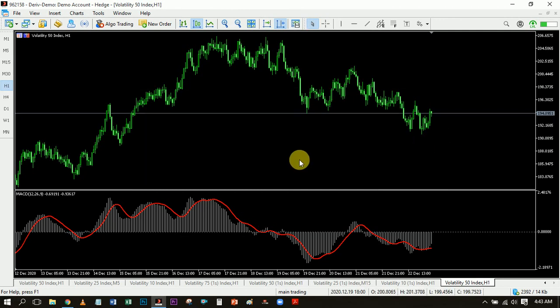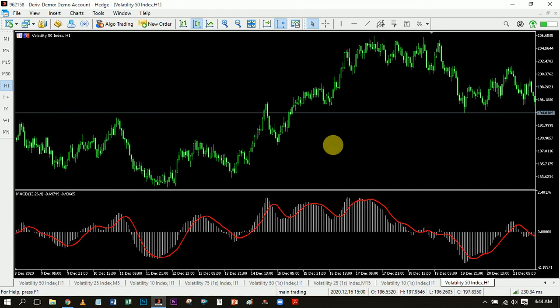So do not forget that there are basically 4 things you can use MACD to do. The first is you can use it to know the momentum of the market. Number 2, you can use it for divergence. Number 3, you can use it to know when the trend has changed. Number 4, you can also use it to know when the trend is continuing. So those are the basic things that I want to explain to you on using the MACD.